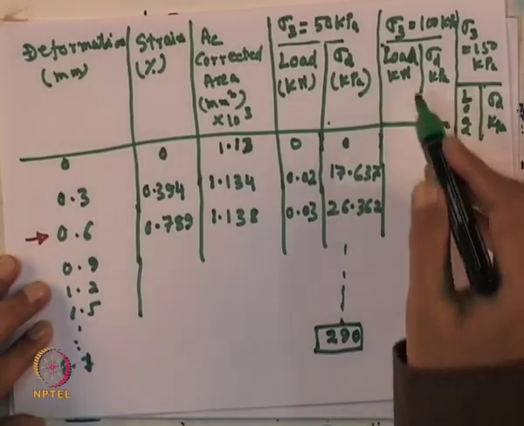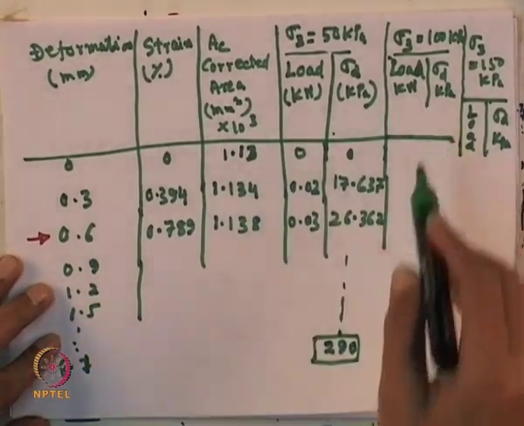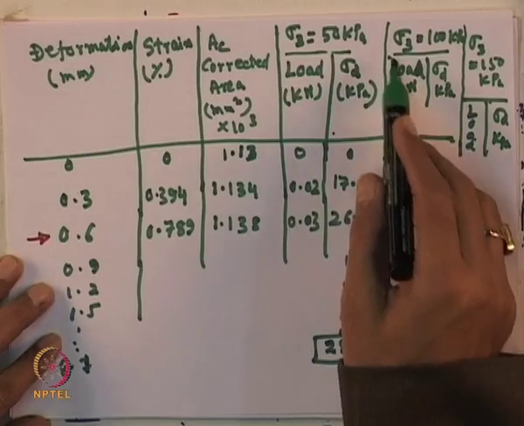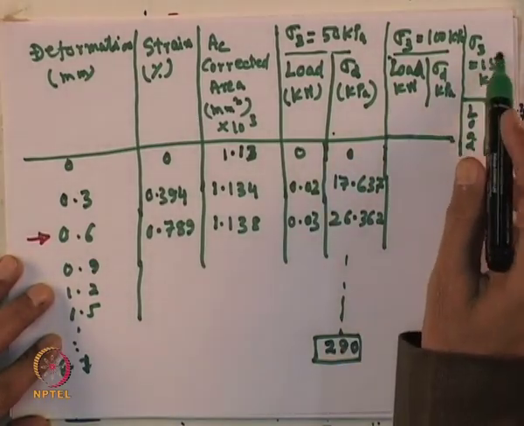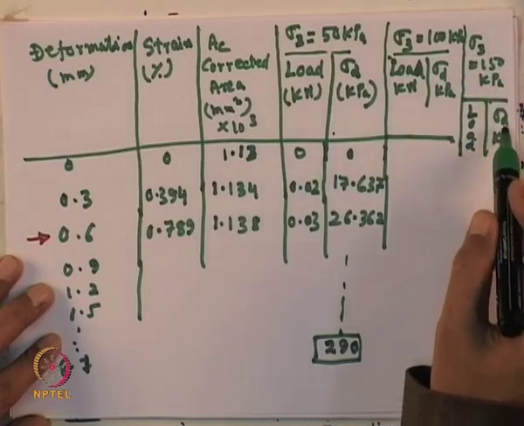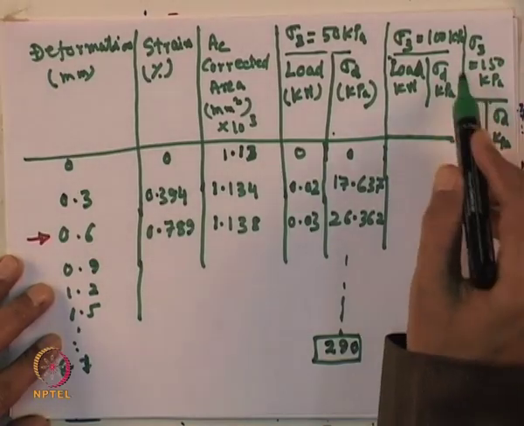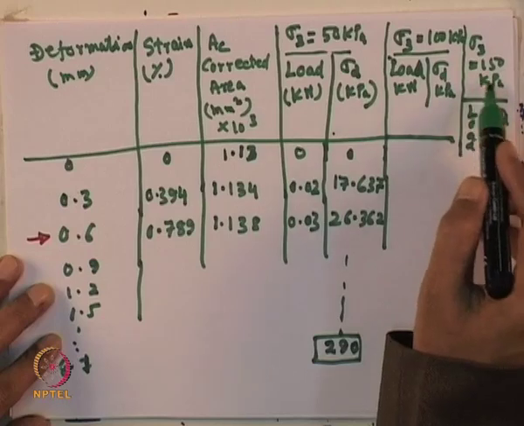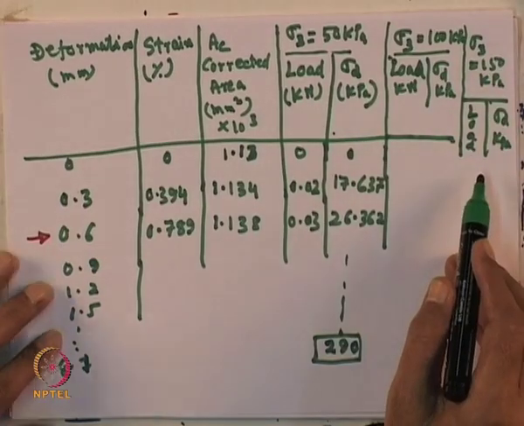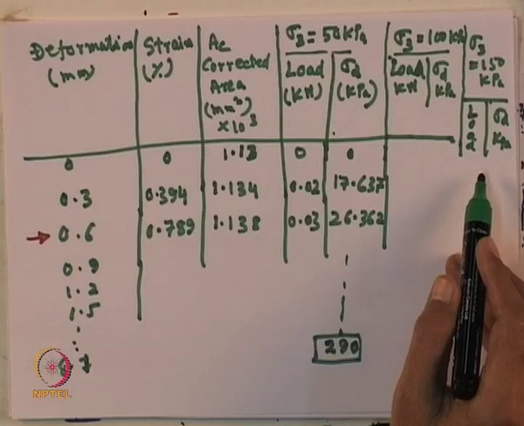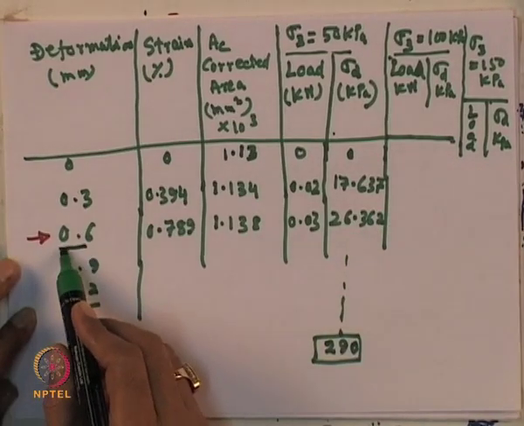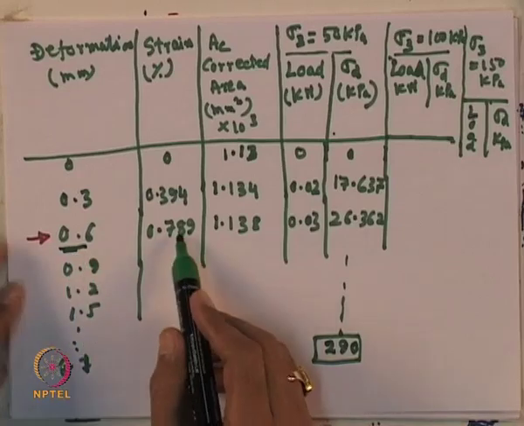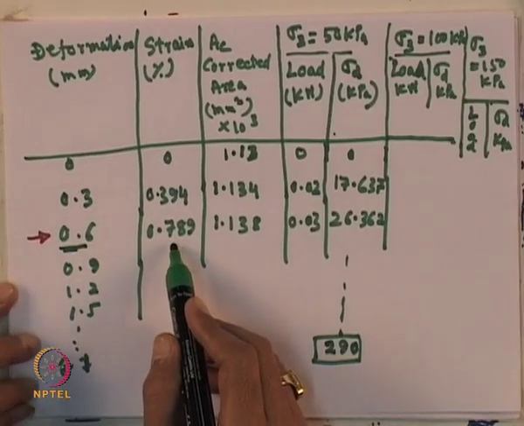Similarly, you can have the maximum deformation under a confining pressure of 100 kilopascal, and the maximum deviator stress for a confining pressure of 150 kilopascal. Now I will show here how you are measuring the strain for this deformation.